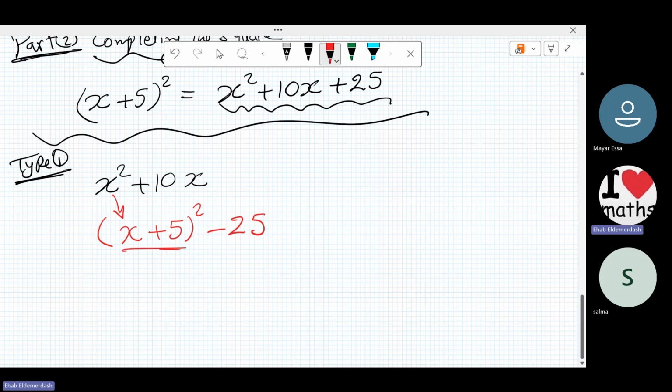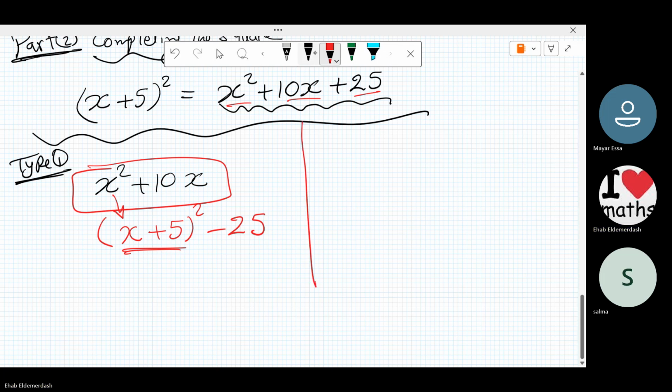Because x plus 5 only, this will give you 3 items. x squared plus 10x plus 25. بس هنا في السؤال يا جود, there is no 25. So what should I do? I have to take it out. So I have to make it minus. Am I clear? طيب, let's have another one.